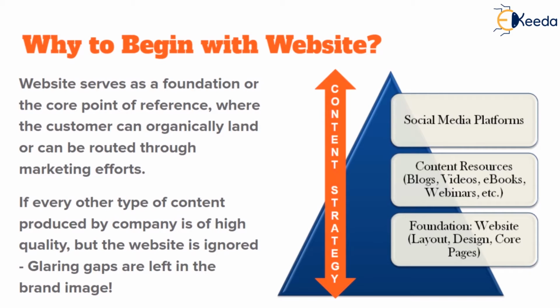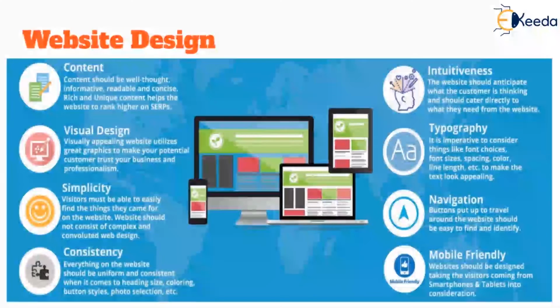And that is why in this chapter, we are going to talk about what website layout and design is about, what different steps you can take when designing the core pages, what kind of content can go on each page, and how you can optimize your website before moving on to the creation of different types of content formats. Now, let's begin by understanding what website design is.